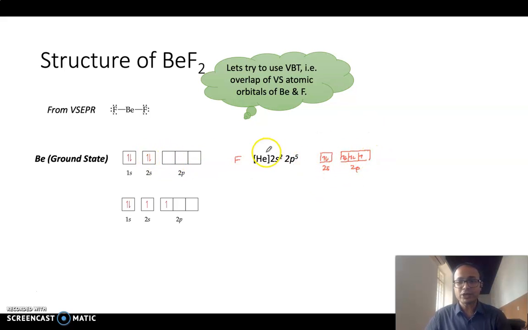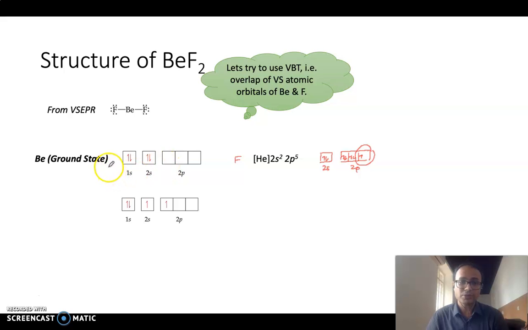So I told you the overlap between the atomic orbitals is possible only if it is singly occupied. So if you look at the fluorine atom, one of the 2p orbitals is singly filled. There are two fluorine atoms, so each fluorine atom will use a 2p orbital to overlap. Now, when we look at the beryllium, it should also contain singly filled orbitals in order to participate in bond formation. But when we look at the electronic configuration, it is 1s2, 2s2, so it is completely filled. There is no unpaired electron to form any bond.